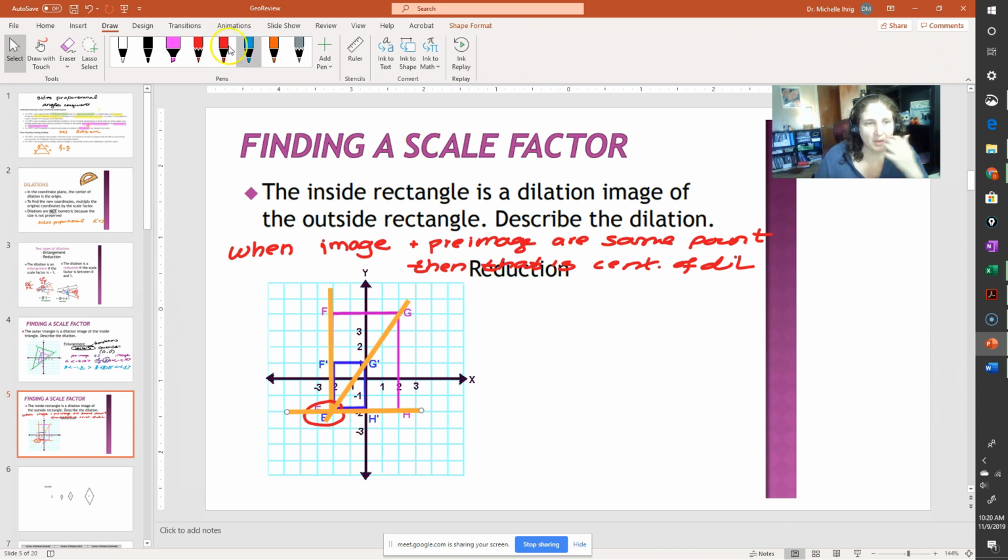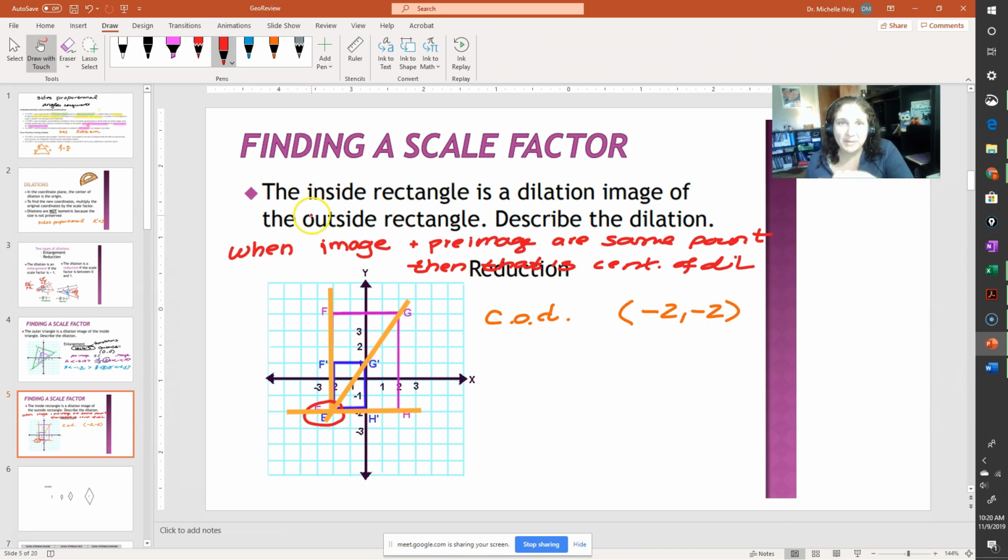Okay, so now we're going to do vectors again. Remember, vectors are distances from our center of dilation. Since our center of dilation, our COD, is at -2, -2, anytime we're doing our vectors, we're always doing it from the distance from -2, -2. So we know that we have E, F, G, and H. Let's take a look there. Well, we know E is already -2, -2.